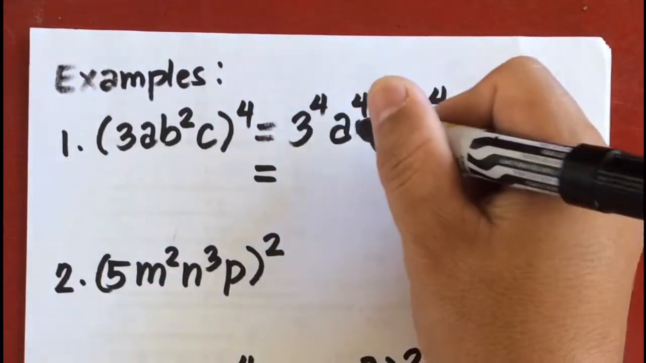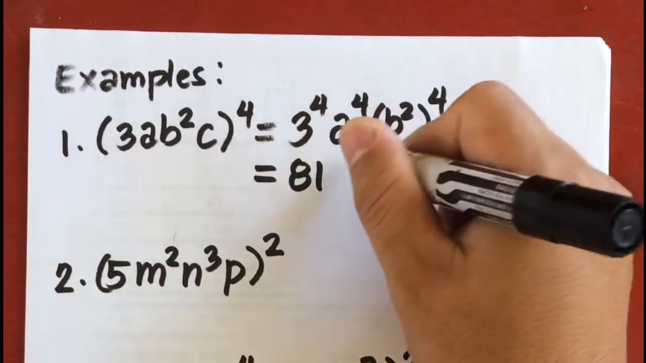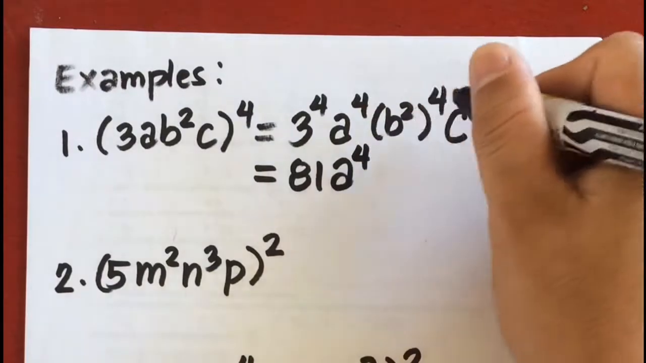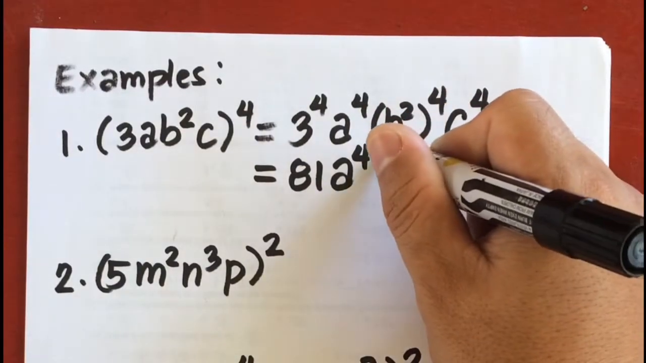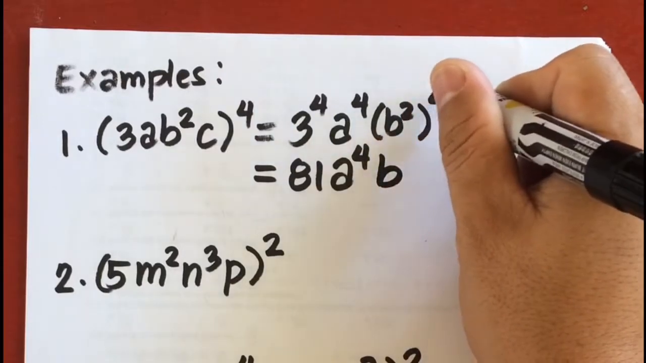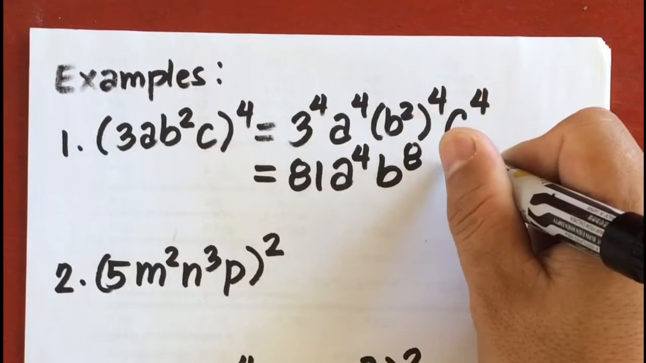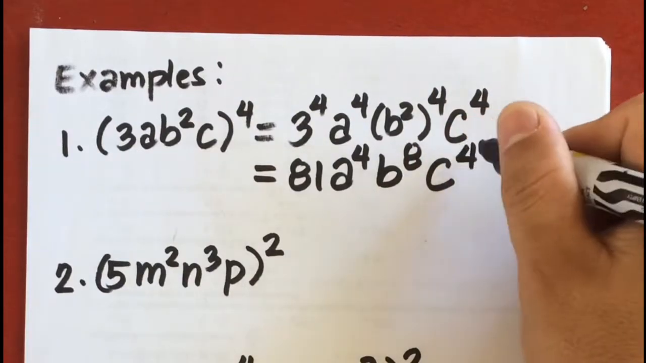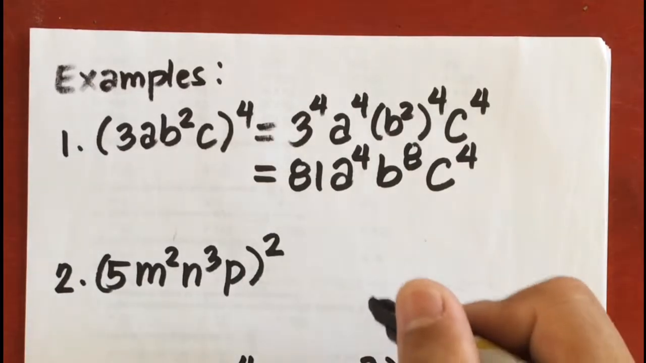Now 3 to the power of 4 is equivalent to 81. Then a to the power of 4. Then in here we're going to apply power of a power. So we're going to have b, then multiply the exponents, 2 times 4, that will be 8. Then c to the power of 4. So our answer for number 1 is 81 a to the power of 4, b to the power of 8, c to the power of 4.